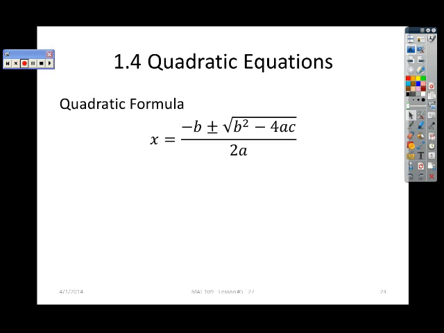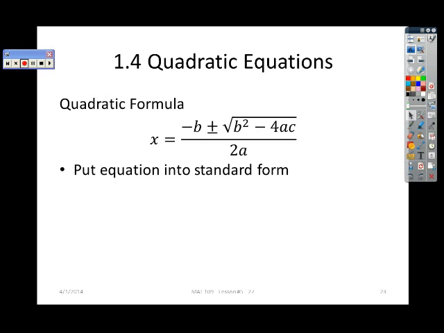Make certain that you have it memorized correctly also. This fraction bar extends the full width of the right-hand side. The fraction bar goes underneath the minus b, not just the radical. Make certain you keep that straight. Make sure you get all your signs correct. If you mess up a sign, you're going to get the wrong answer.